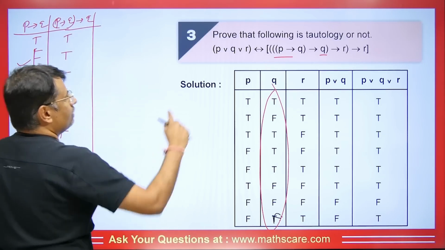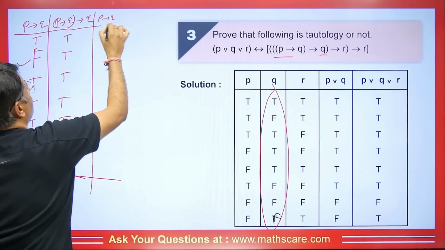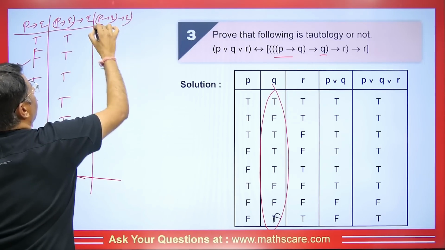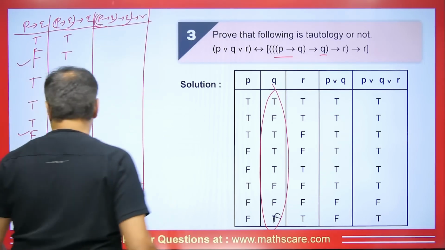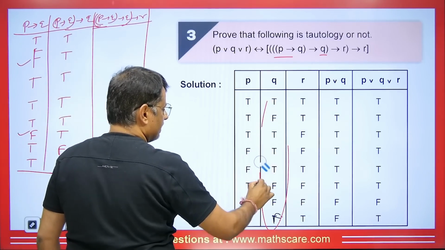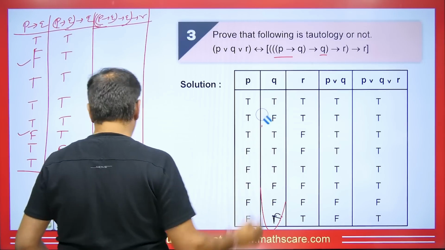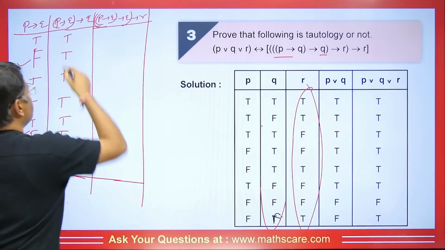Now tell me, what will we do next? Let's take it to R. So what will we have? It means we will have P implies Q implies Q implies R, right? We will take this. Is this clear to all of you? So please pay attention here. What are we getting here in this case? Here we are getting R. So I am right or not? So we will take this. So students, here we have R. And here, as you can see, we will have this, right?